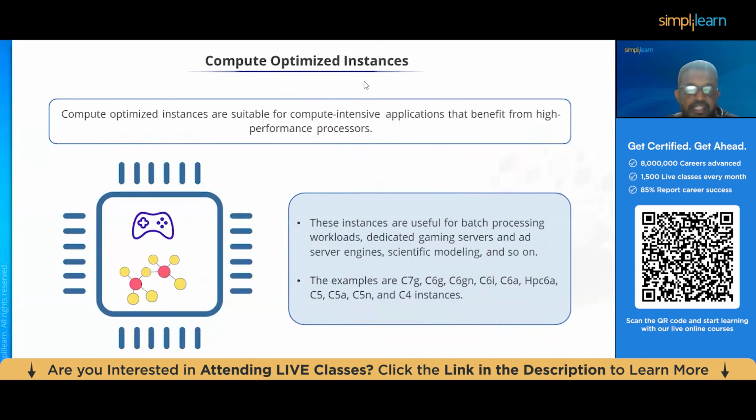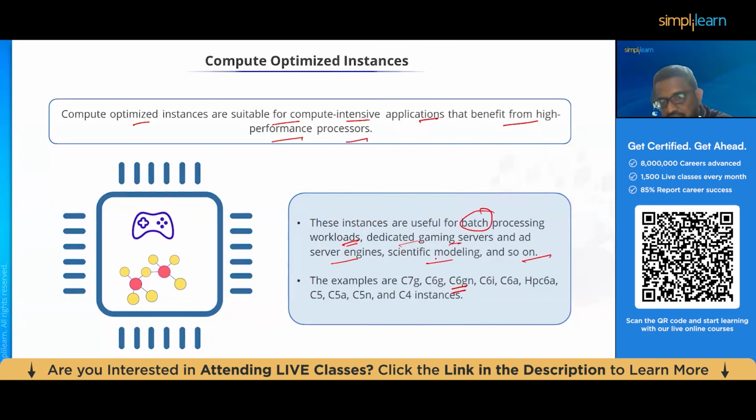Now, the next type is compute optimized instances. Folks, compute optimized instances are suitable for compute intensive applications that benefit from high performance processors. So when should I use compute optimized instances? They are very useful in batch processing workloads, where a bulk number of processes are going to be executed. Then we have dedicated gaming servers, ad-serving engines, scientific modeling, and so on.